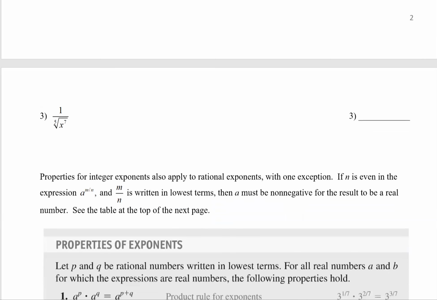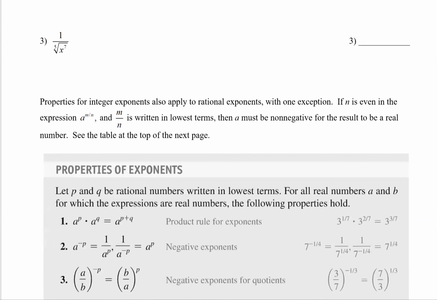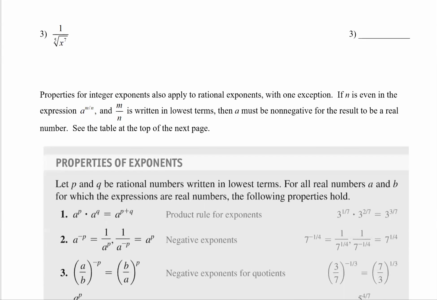And number 3, we would write this as 1 over x to the 7/5. And if we wanted to write it as a negative exponent, we always write our exponents as positives, but this is just showing you how we can go both ways.